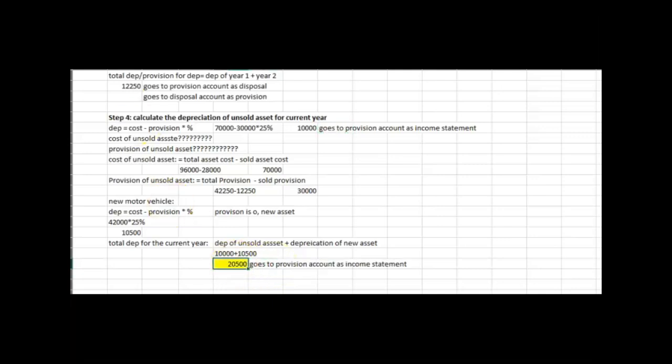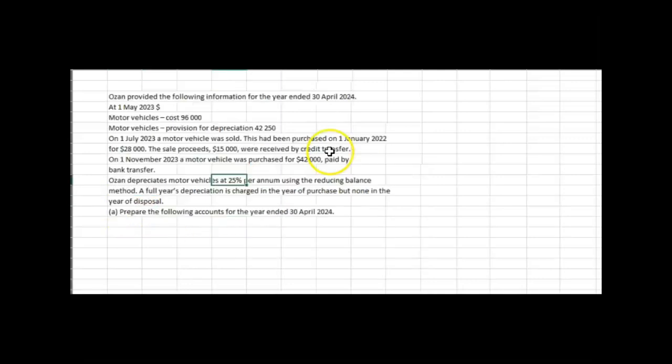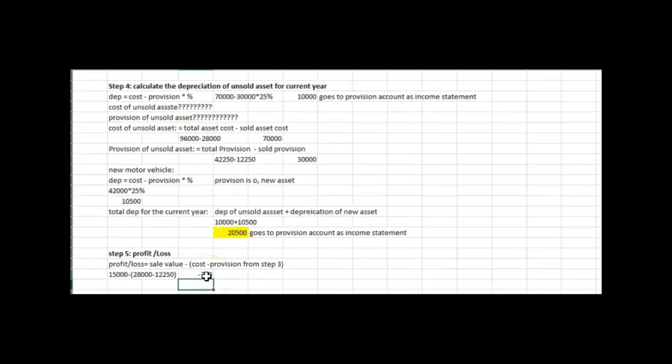We then move to step 5 to calculate the profit or loss. We use the equation sale minus cost minus provision for depreciation. The sale value given in the question is $15,000, the cost given in the question is $28,000, and the provision is what you got in step 3, $12,250. Do the math, you get negative $750, so it goes to the credit side of the disposal account. Now we move in to make the accounts.